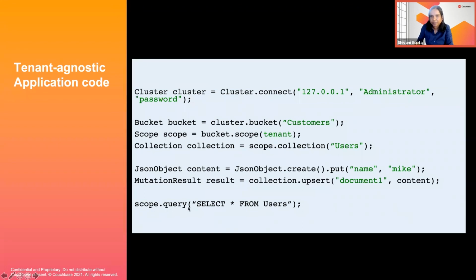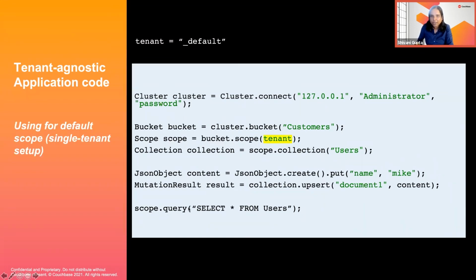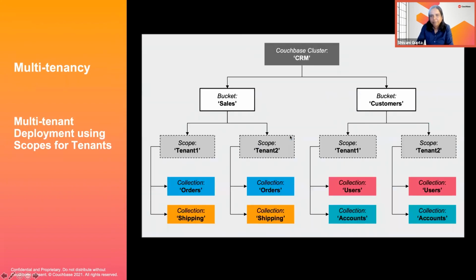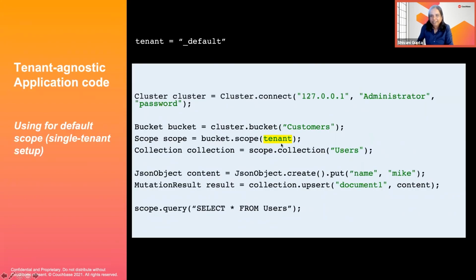So scope.query. Now if I'm just running this on my single tenant version, which we looked at first without creating scopes explicitly, I would pass in the tenant as default, and then it would just go to the default scope. Now, if I want to access the users collection for tenant 1, I would just pass the tenant parameter as tenant 1. If I want to access it for tenant 2, I would just pass the tenant parameter as tenant 2. So the same code works for different tenants seamlessly.